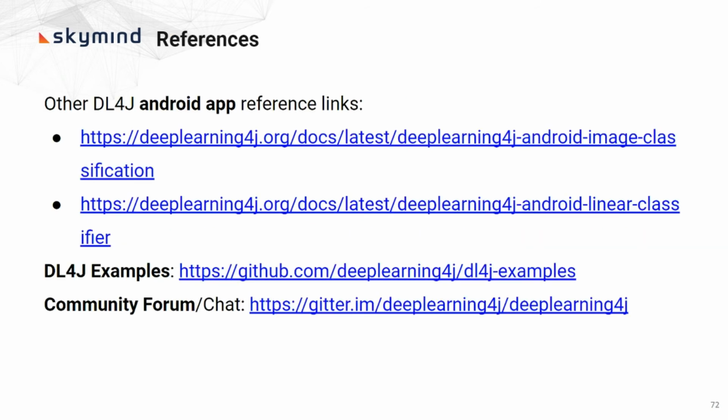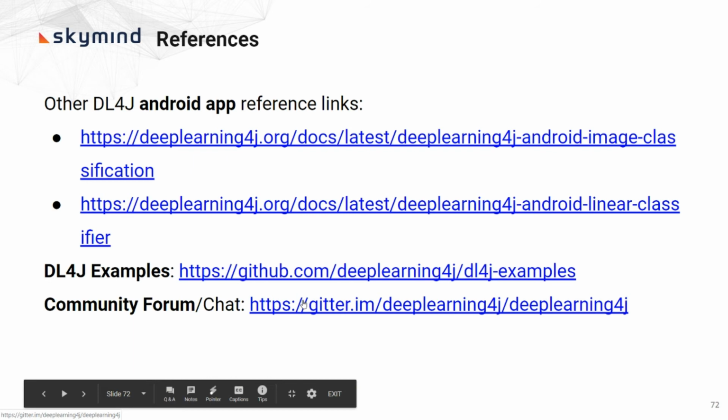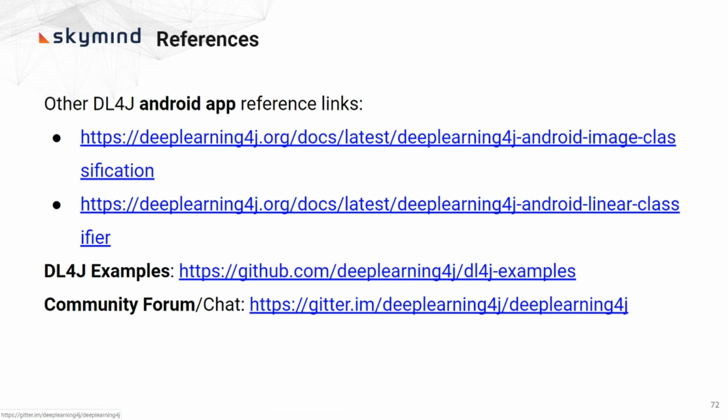So this link will guide you to all those examples that you can find online on GitHub. They have a main repository for DL4J examples, and we also have a forum community for Deeplearning4J users, where the public can go in and ask good questions.